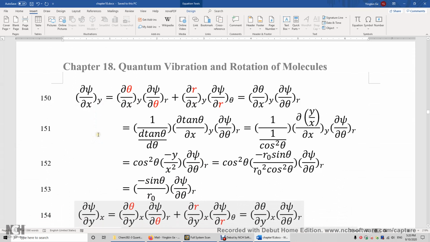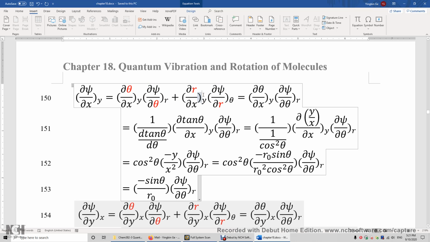This is very complex. First, we need to convert delta psi over delta x to delta psi over delta theta. These are the steps. First, if you change x, both theta and r will change correspondingly. And then psi changes with theta. Psi changes with r. That's why you have two terms here.